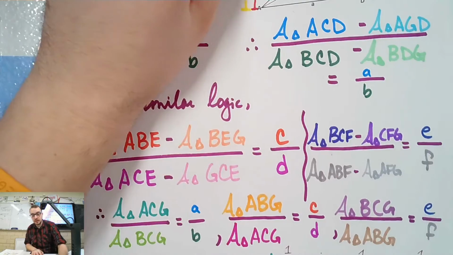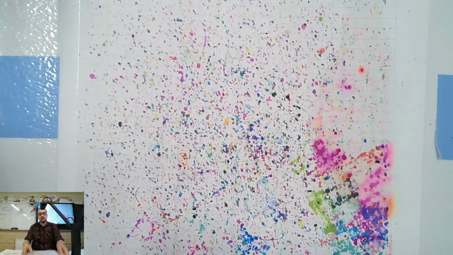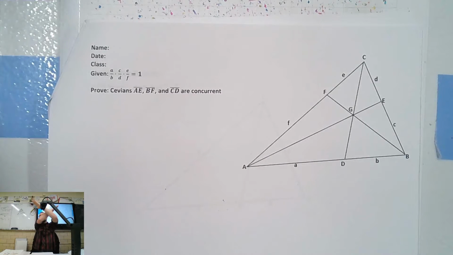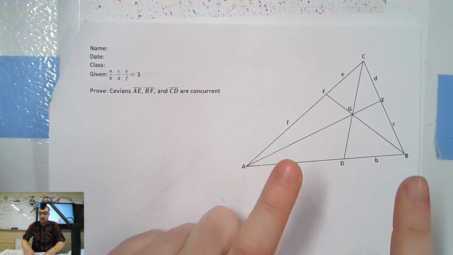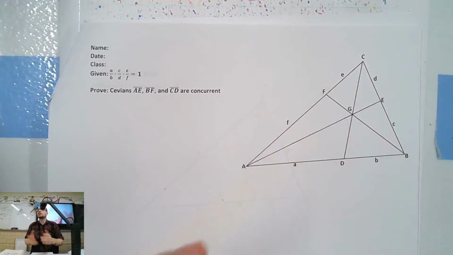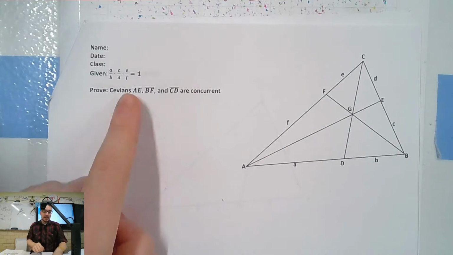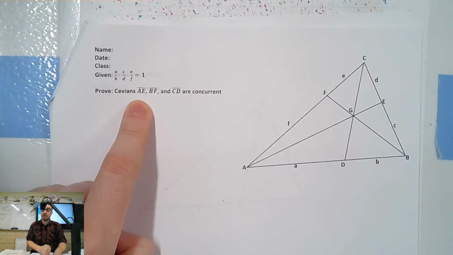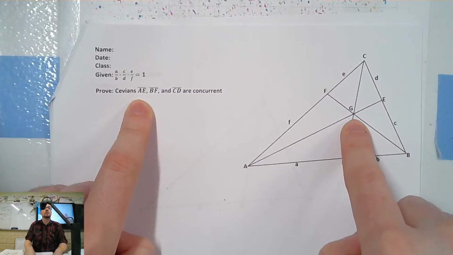Okay. Today, before we get into this, is Ceva's theorem's converse. Remember, Ceva's theorem says that if they're all concurrent, then we get A over B times C over D times E over F equals 1, right? This is saying if we're given this about a triangle, then that means the Cevians must be concurrent, that these lines must all intersect at one point.